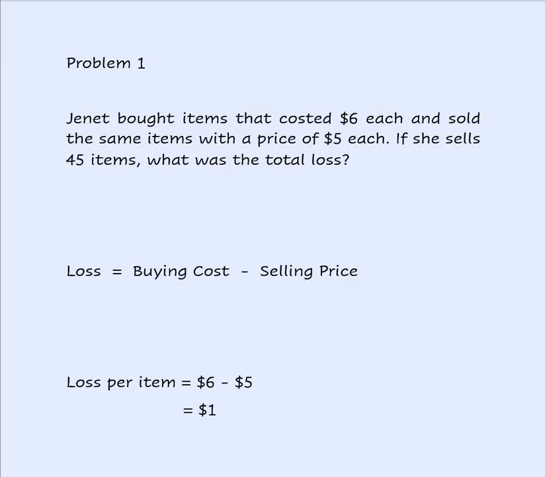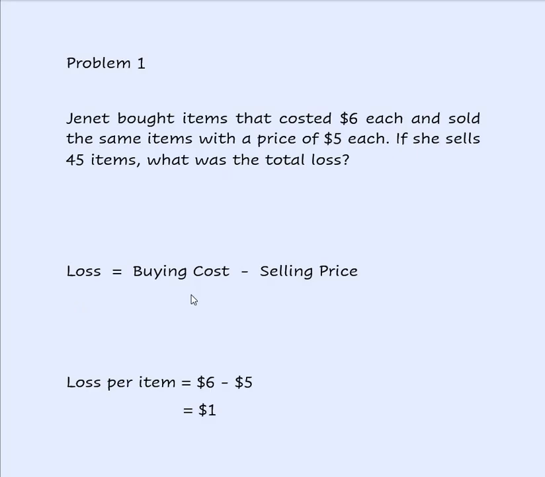Problem number 1. Janet bought items that cost $6 each and sold the same items at a price of $5 each. If she sells 45 items, what was the total loss?